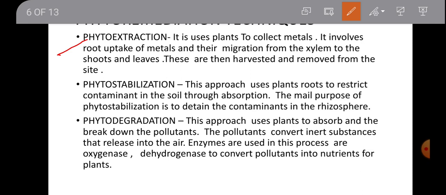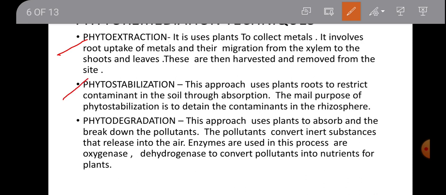The first technique is phytoextraction. It uses plants to collect metals. It involves root uptake of metals and their migration from the xylem to the shoots and leaves. These are then harvested and removed from the site. The absorption of nutrients in a plant occurs through root hairs, because root hairs have larger surface area, and then from the root they are transported throughout the plant body.